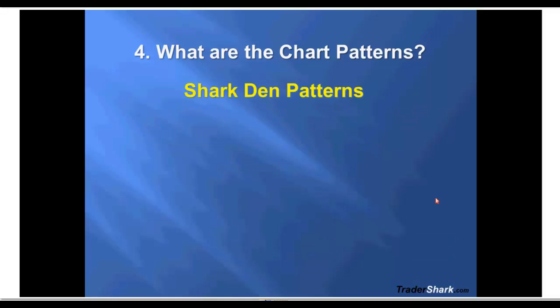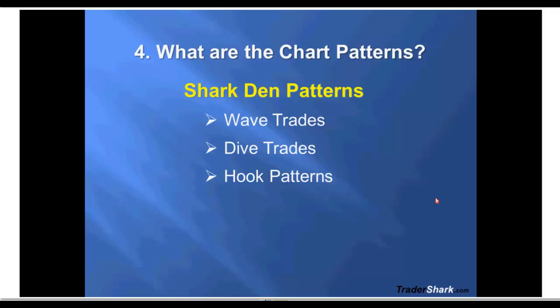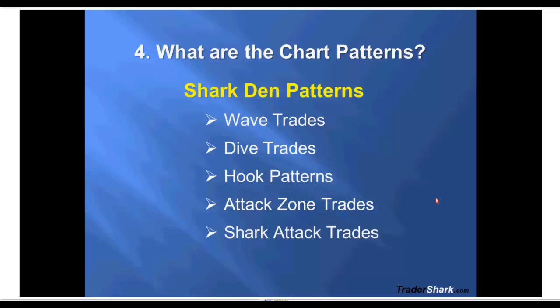So Shark Den patterns, again, these are unique to the Shark Den, but some of them will look familiar. It's just we have specific nuances to each one. Number one, we have what are called wave trades. We have what are called dive trades. A dive trade is kind of, I can't even describe it in terms of a regular trade. You have to see that. The wave trade is what I just showed you on the CCI. Dive trade is a type of reversal trade. Hook patterns, a type of flag pattern, but it's got a specific nuance to it. Attack zones, those are just basic pullbacks into moving averages. And shark attack trades, which are unique to the Shark Den.